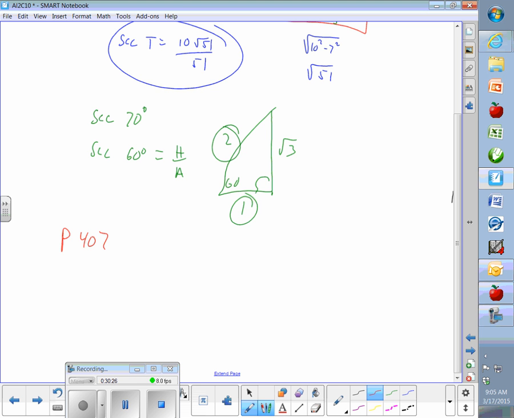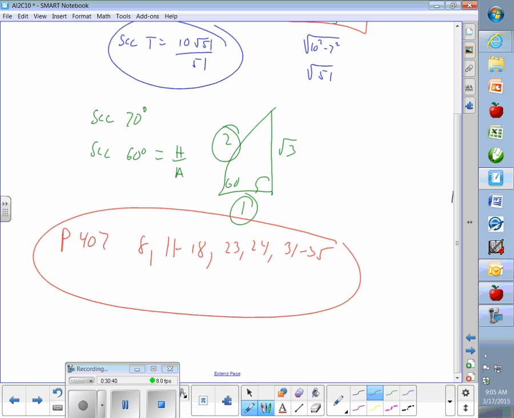Okay. I want you to do number 8, 11 through 18, 23, 24, 31 through 35. Use the odds to help you understand. I'll be here after school if anybody needs help.